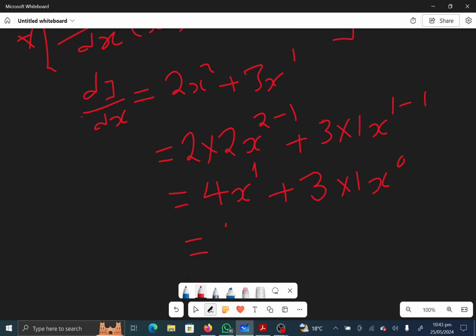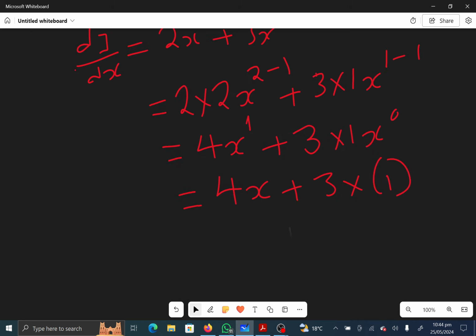Then this gives us x to the power 1, which is x, plus 3 multiplied by 1, that gives us 3, then x to the power 0. Any number raised to the power 0 is 1. So it will be 3 multiplied by 1. So this gives us 3. So x to the power 0 gives us a 1.